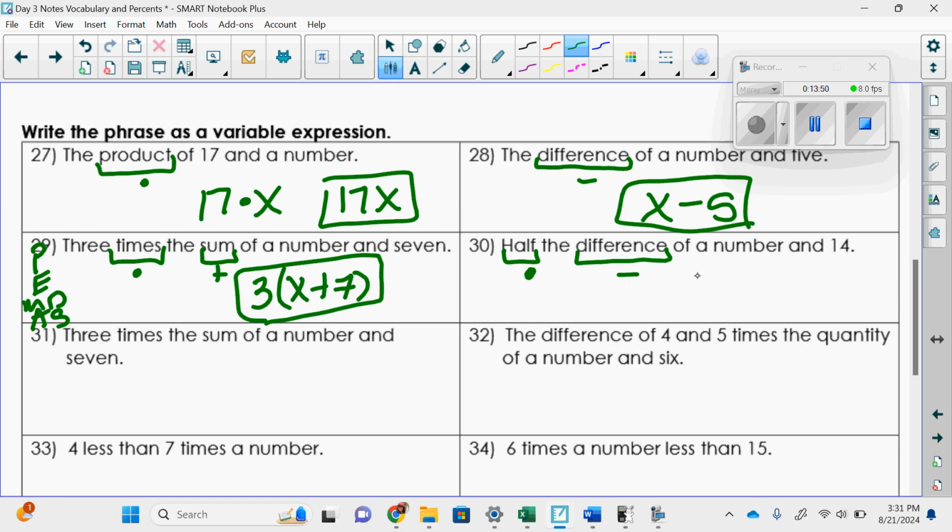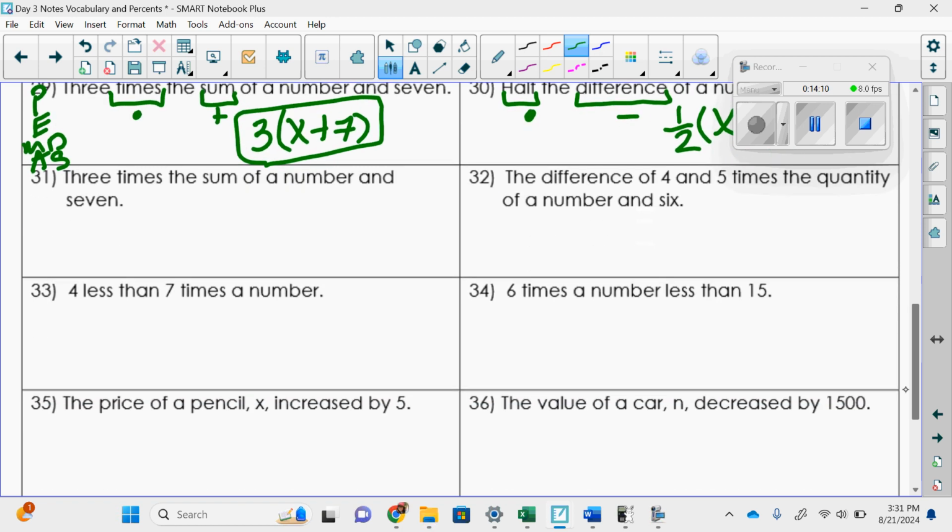So half the difference of a number and 14. A number and 14, I'm subtracting those, putting it in parentheses. So we say, hey, do the subtraction first, and then I'm multiplying by 1/2. So I have half of the difference of a number and 14.